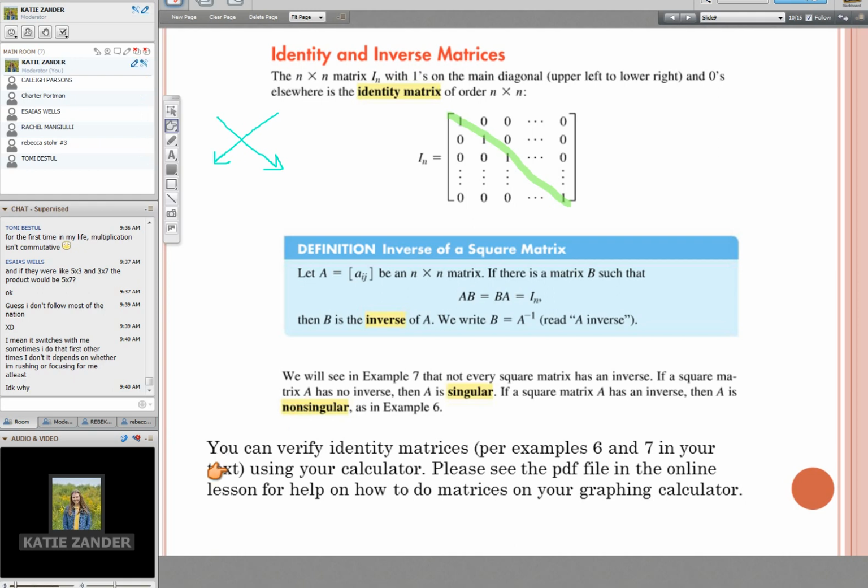All right, I did mention that we can actually do matrix multiplication using our calculator. I think there is a PDF file in the online lesson to help you with this. We will also be looking at how we can do matrices on our calculator in Tuesday's class. So we will focus more on how we can speed the process up by punching these matrices into our calculator and then relying on the calculator to help us with the multiplication piece and the inverse piece as well.